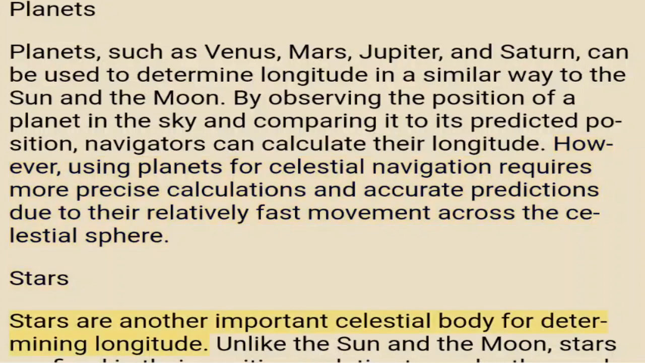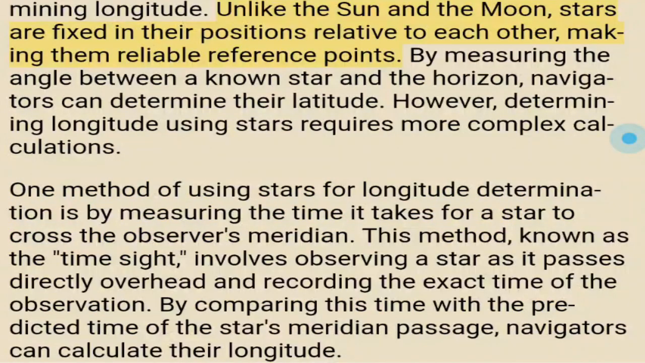Stars. Stars are another important celestial body for determining longitude. Unlike the sun and the moon, stars are fixed in their positions relative to each other, making them reliable reference points. By measuring the angle between a known star and the horizon, navigators can determine their latitude. However, determining longitude using stars requires more complex calculations.